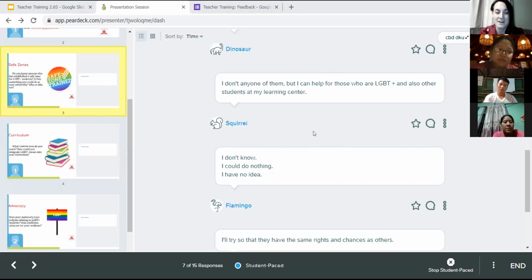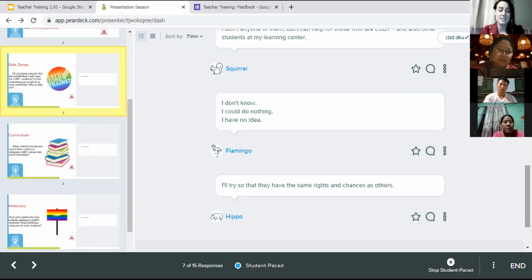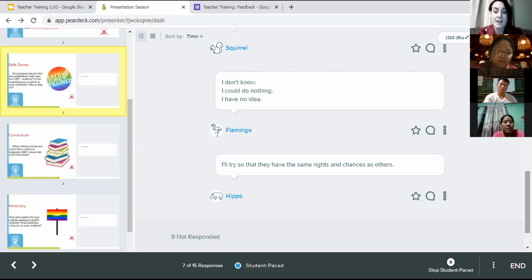I think knowledge sharing is quite useful on topics like this because, like I said, there are students who are LGBT, but they might just be too scared to share it. I'll try so that they have the same rights and chances as others.